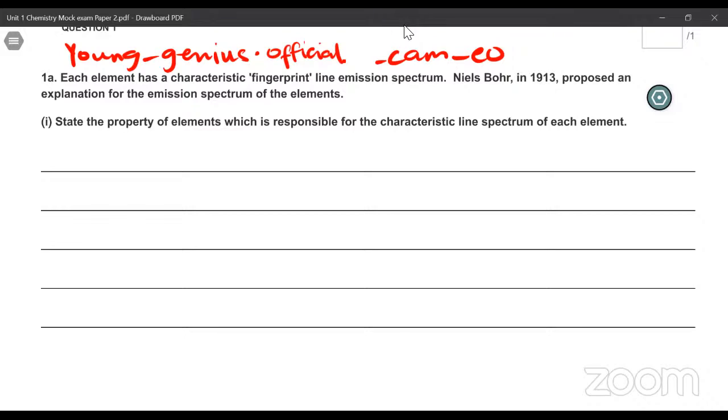Now, at first when I saw this question, I was quite confused. I'm not going to lie about that. But then I thought about it, and I think the property is the presence of different quantum levels, because that's how you figure out the different line spectra, by the fact that there are different quantum levels. I'm going to just write that down real quick.